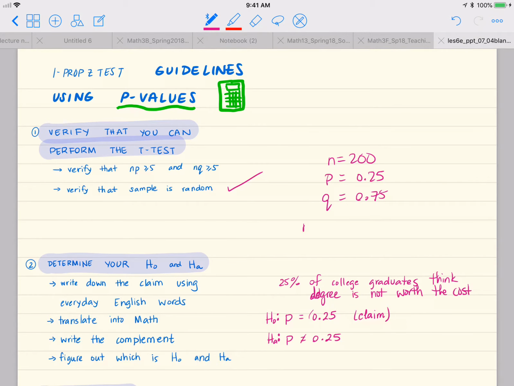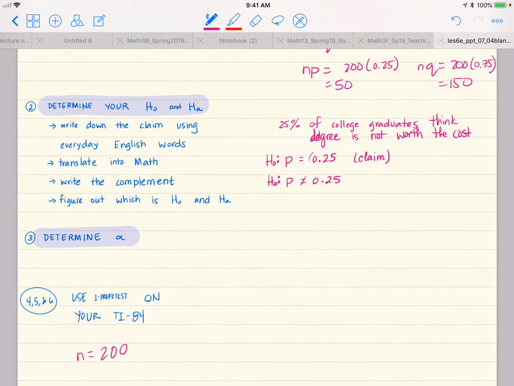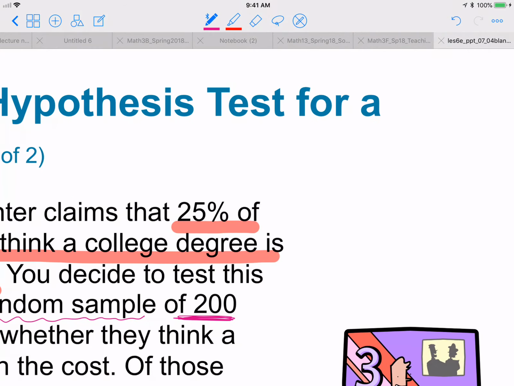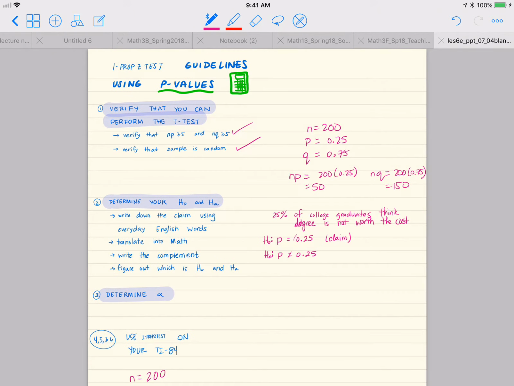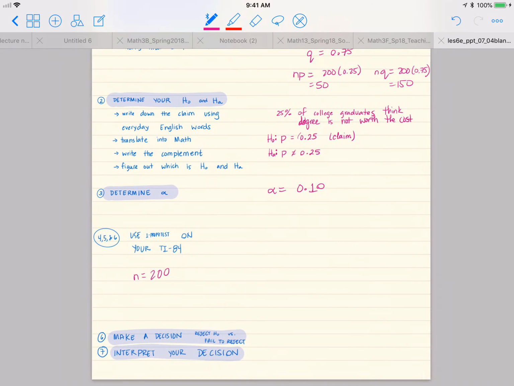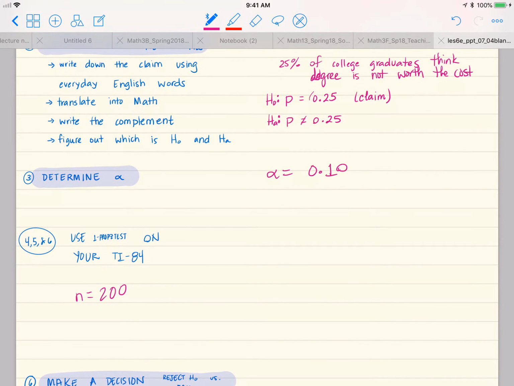And so now I'll say, what's NP? It's going to be 200 times 0.25, which is going to be 50. And now NQ is going to be 200 times 0.75, which is going to be 150. So they are both greater than or equal to 5. Okay, so I can use the test. Determine alpha. Reading ahead here, it says that alpha equals 10%. So I know my alpha is equal to 10%. I can write that as 0.1. And now use one prop z-test on my TI-84.